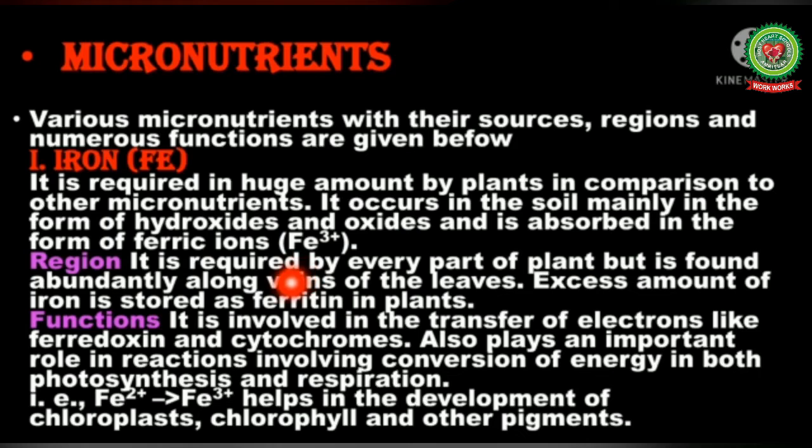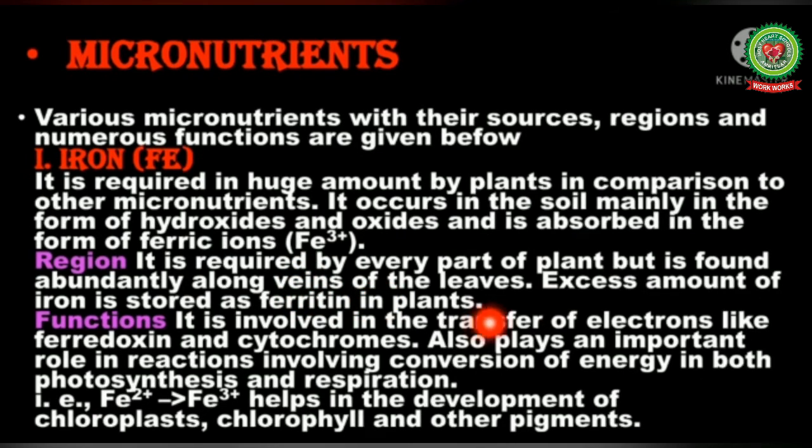Excess amount of iron is stored as ferritin in plants. It is involved in the transfer of electrons like ferredoxin and cytochromes. It also plays an important role in reactions involving conversion of energy in both photosynthesis and respiration. It is reversibly oxidized from ferric to ferrous ions during electron transfer. It activates the enzyme catalase and is also essential for the synthesis of chlorophyll.